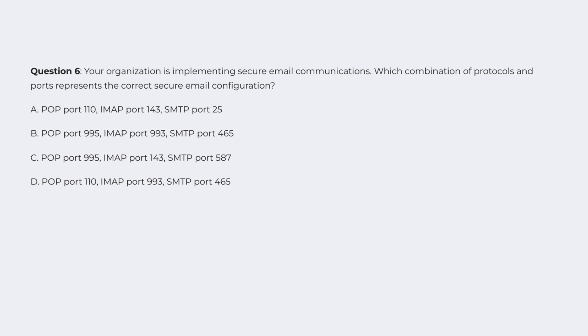Question 6. Your organization is implementing secure email communications. Which combination of protocols and ports represents the correct secure email configuration? A. POP port 110, IMAP port 143, SMTP port 25. B. POP port 995, IMAP port 993, SMTP port 465. C. POP port 95, IMAP port 143, SMTP port 587. D. POP port 110, IMAP port 993, SMTP port 465.